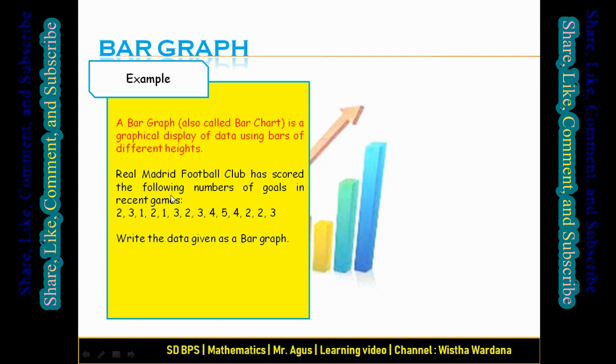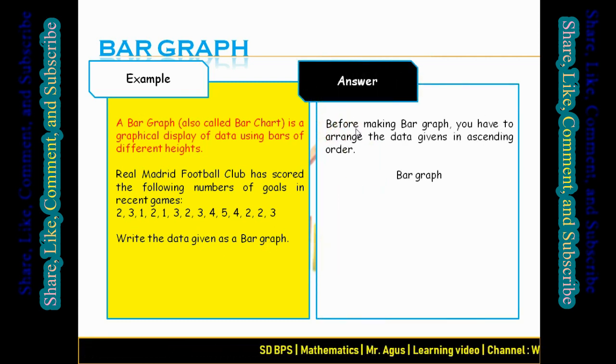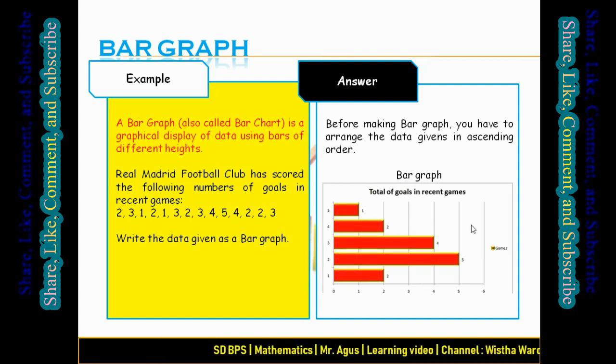I chose the same example as the first way and the second way. Real Madrid Football Club has scored the following numbers of goals in recent games, like this. And the instruction is: write the data given as a bar graph. Same as the first way and the second way, you have to arrange the data given in ascending order because it will be easy to know the information you got in the question. And then plot the data given in a bar graph.